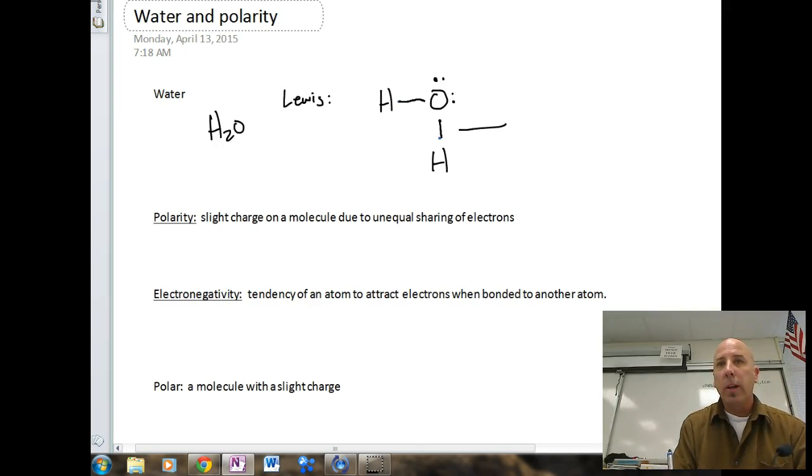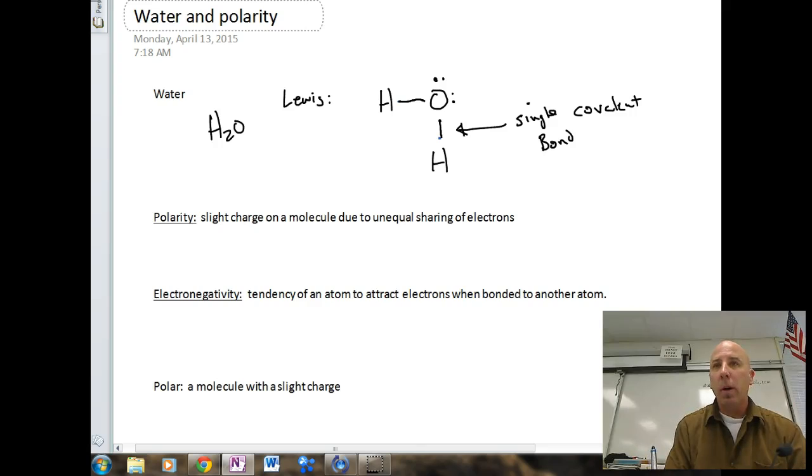And what we've just created, if you remember, is a single covalent bond. A single covalent bond is a bond that occurs when we're sharing electrons to form that octet. Now, oxygen does have an octet, and just to look at it here, on the oxygen we have 2, we have 4, we have 6, and we have 8 valence electrons, so it definitely does have an octet. And hydrogen is okay with 2 for its octet, so that's what we see happening on the water molecule.